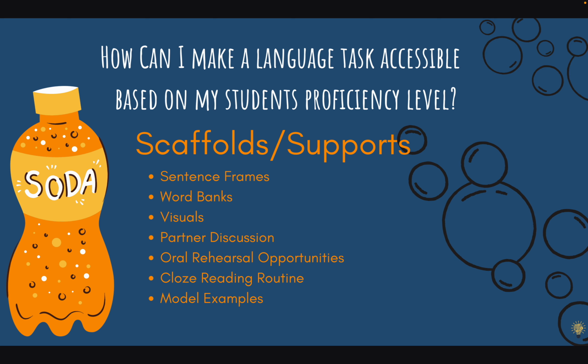For example, if the task requires a student to explain the causes of a historical event, a student at a lower proficiency level may use visuals, word banks, and sentence frames to identify key causes. A student at a higher proficiency level may explain relationships between causes using complete sentences and academic vocabulary. The content remains rigorous, but the language support changes based on the student's needs.